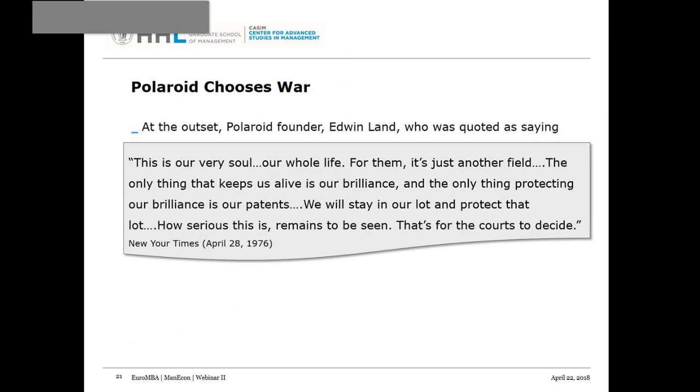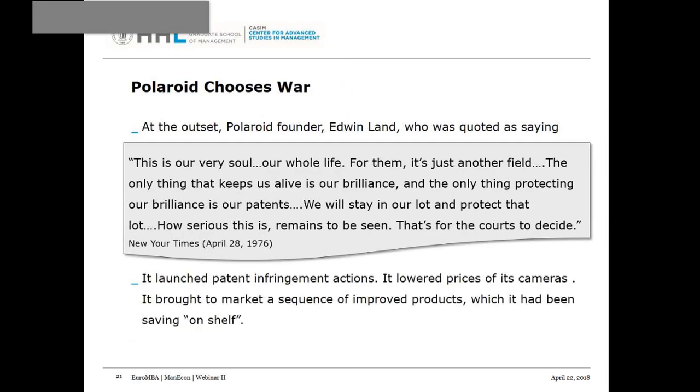Okay, and actually afterwards they also launched some patent infringement actions, and they put a lot of action prior to the Kodak entering the market, because they had some cameras that were waiting on the shelf. They put them on the market. They threw the new cameras, new film on the market. And this is typically what you do when you have a new market entrant because you want to respond to that move, but they did that in advance.